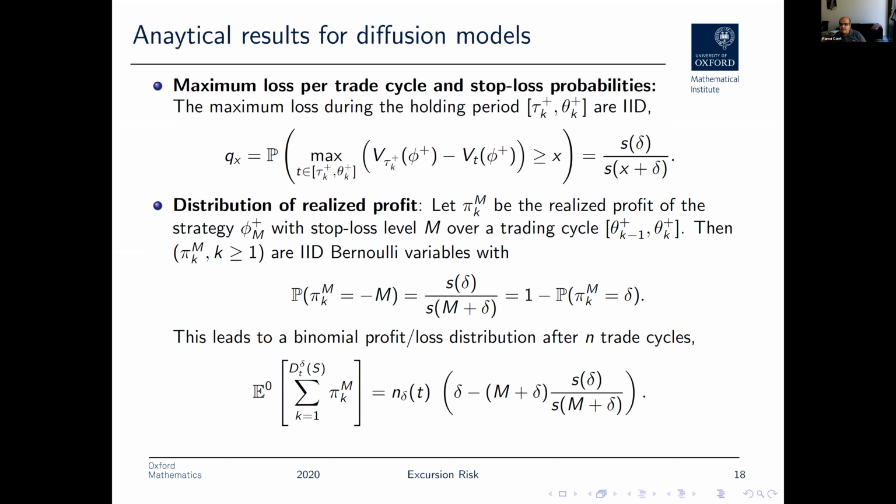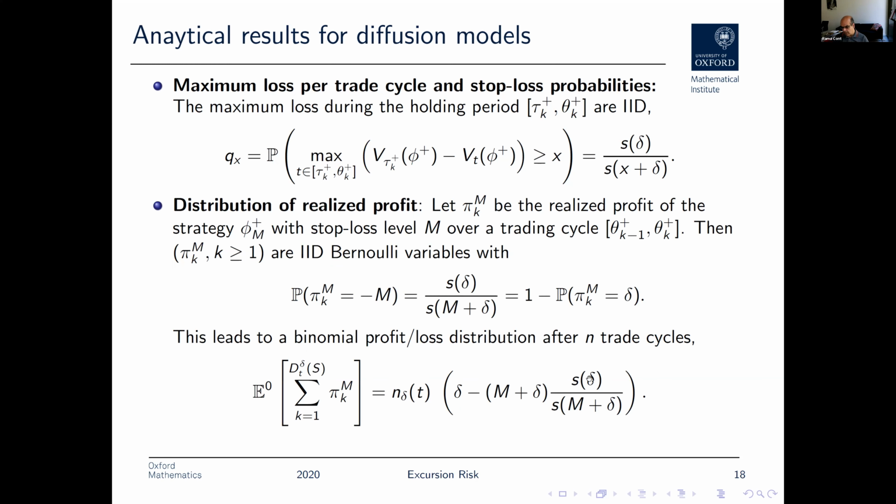Now, note that if I ask you the same question for a fixed time, it's more complicated, because then I have to count the number of trades and so on. If I condition on n trade cycles, then the first term is n. If I ask you at a fixed time t, then I have to compute first the expected number of trades, and this is done by solving the Laplace transform on the previous page.